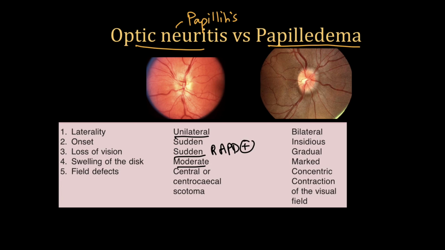Whereas in papilledema, it is going to be a bilateral condition almost always. There are conditions which might have unilateral papilledema. The onset is insidious. There's a gradual reduction in vision, and the swelling is marked. There's going to be a concentric contraction of the visual field. There's going to be an enlarged blind spot as well.